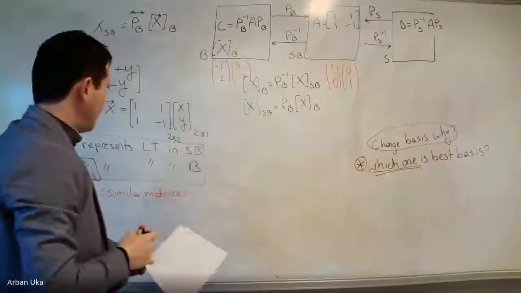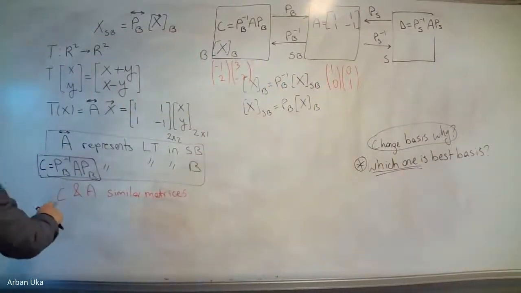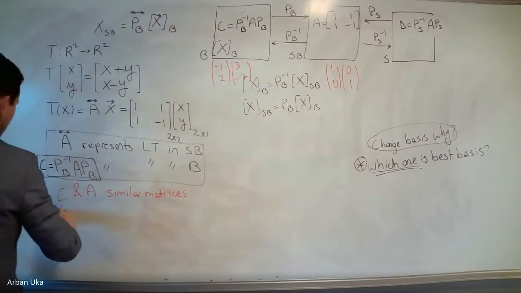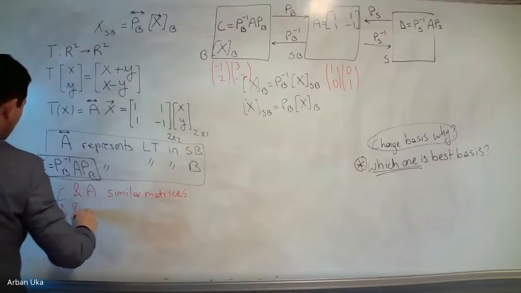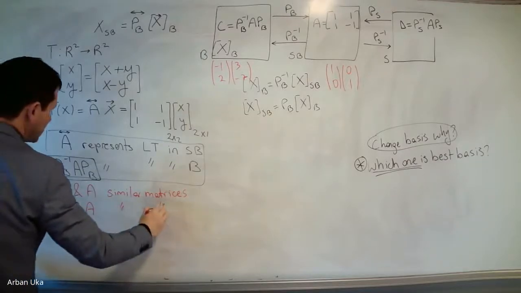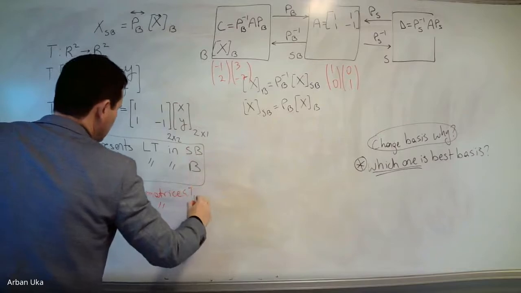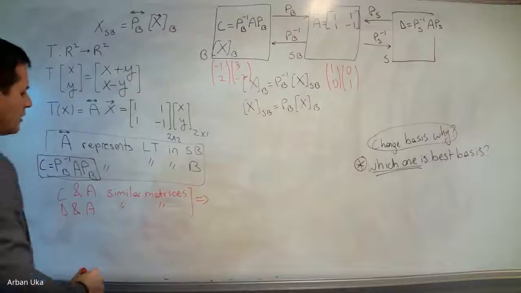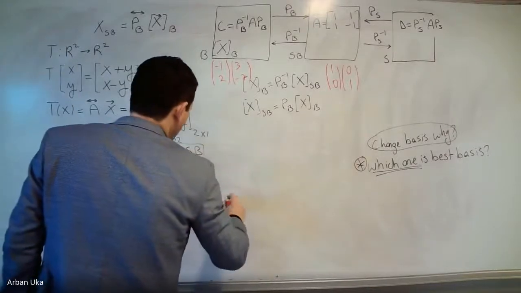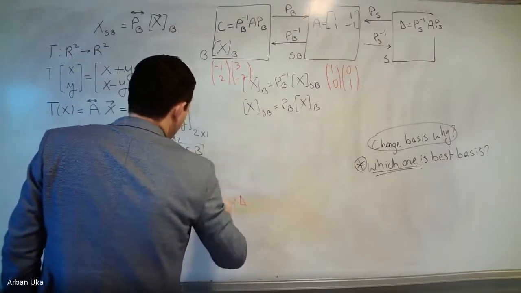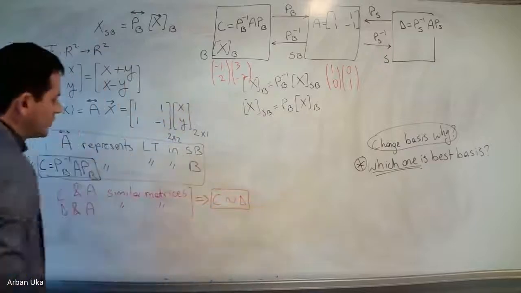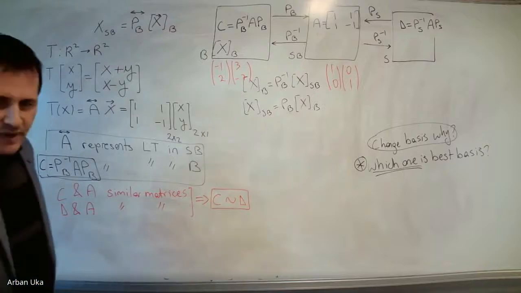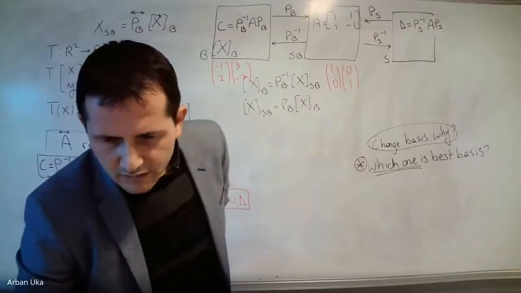So in this case, what we can say is the following. C and A are similar matrices because they can be represented like this. Similarly, D and A are also similar matrices. So if this is true, this implies that C and D are also similar to each other. Okay, we can give a short break here.